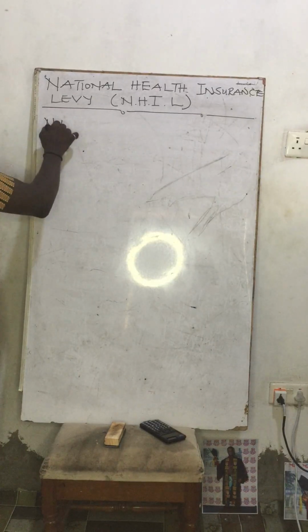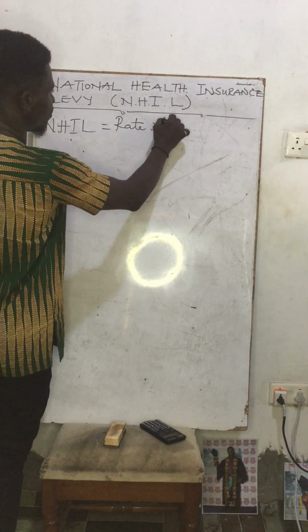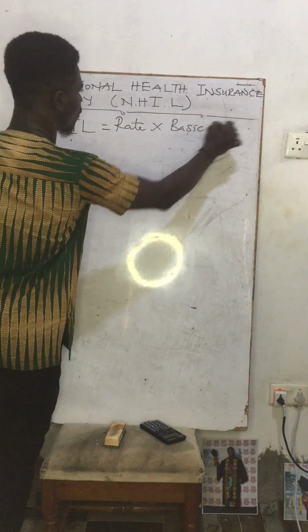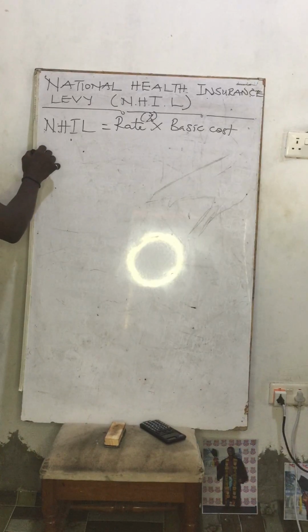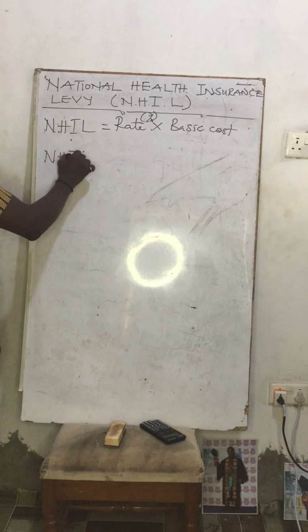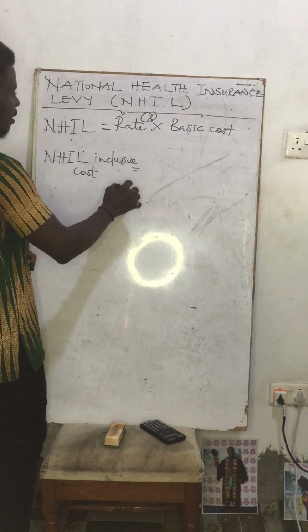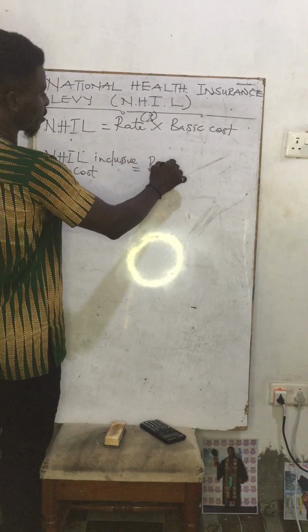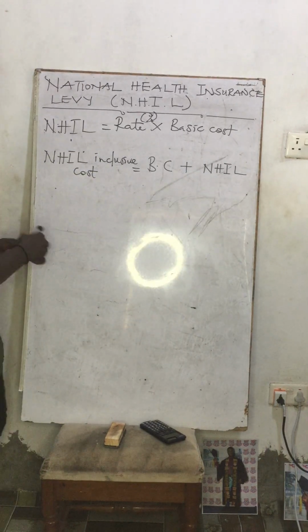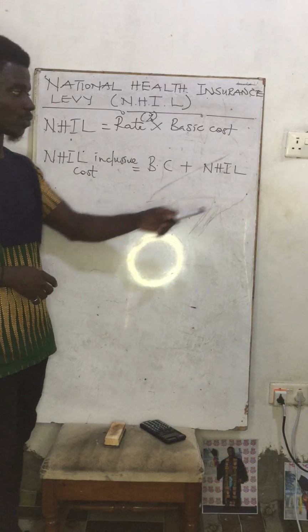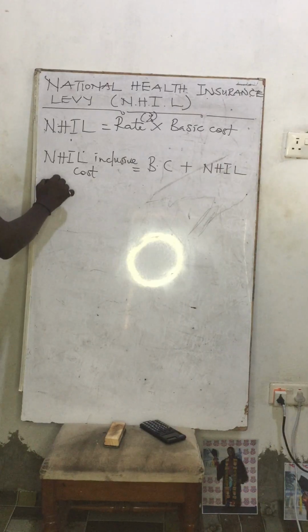If you want to calculate NHIL, it's just the rate times the basic cost. And don't forget that the rate is always given in percentage. Then if I want to find the NHIL inclusive cost, it is just the basic cost plus the NHIL.